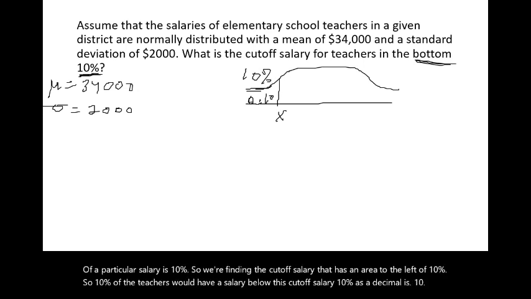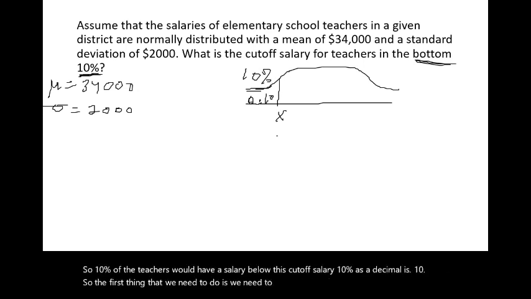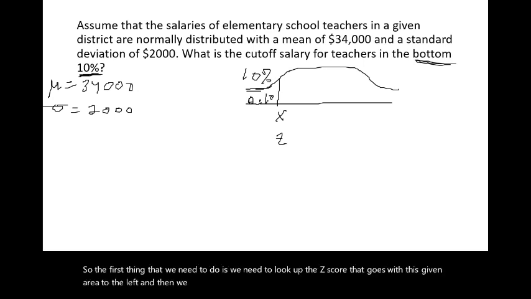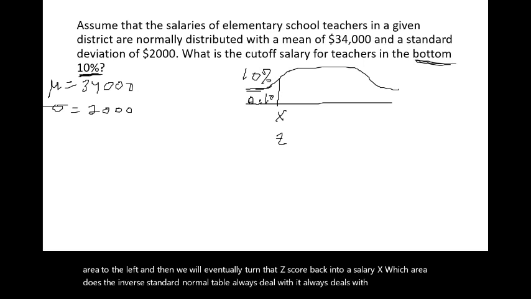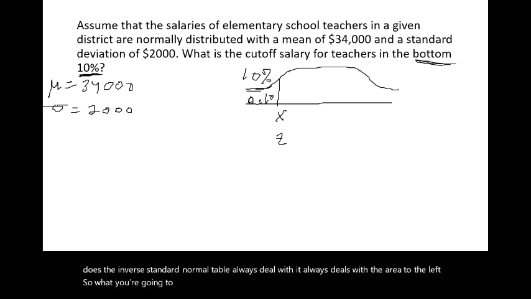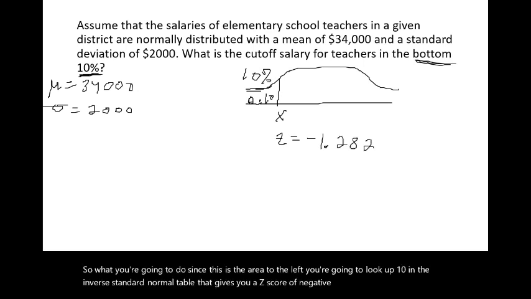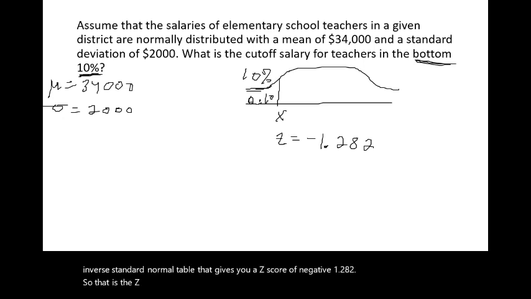So the first thing that we need to do is look up the z-score that goes with this given area to the left, and then we will eventually turn that z-score back into a salary x. Which area does the inverse standard normal table always deal with? It always deals with the area to the left. So you're going to look up 0.10 in the inverse standard normal table. That gives you a z-score of negative 1.282. So that is the z-score that goes with the bottom 10%.